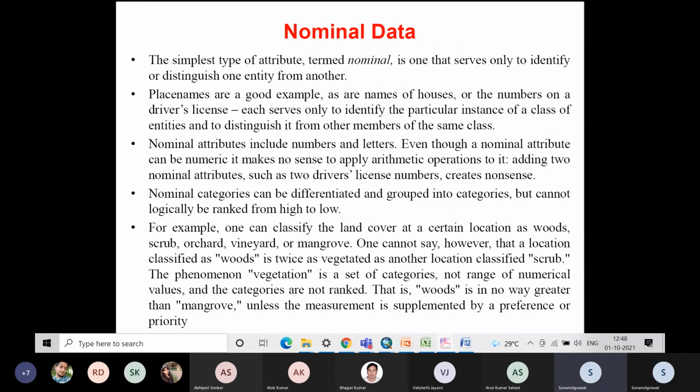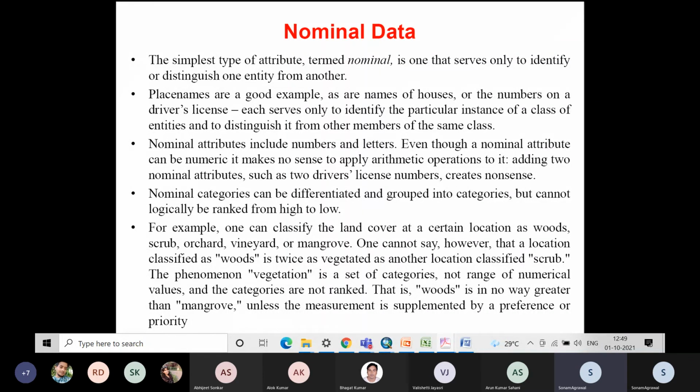Like it is given over here, place names are a good example, like name of a house, number on a driving license plate. Like if you have a mobile number, you cannot perform any arithmetic operation between two mobile numbers. Means you can add two mobile numbers, but it will be a senseless thing. Okay, you can divide, multiply, subtract, whatever you want to do, you can do that, but you cannot get any sensible output of that. You cannot compare two mobile numbers. Such type of data is called the nominal data.